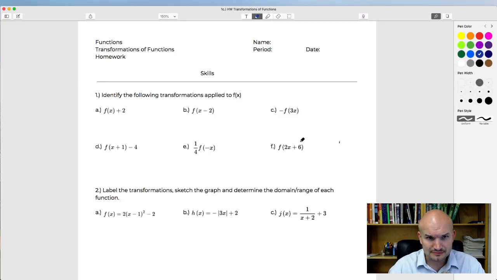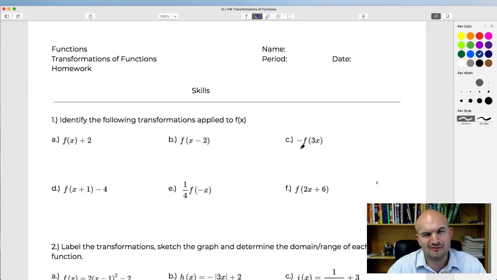All right. So the first one is saying identify the following functions applied to f of x. We have our function f of x, and then some numbers added, subtracted, multiplying, and technically dividing. What is that really going to be doing to our function? The usual issue we have here is we don't know what the function is. We don't know what the graph looks like, or what the function properties are.